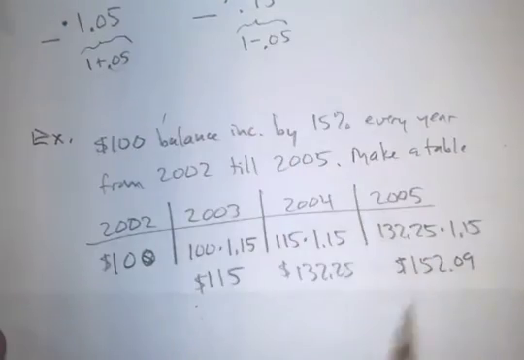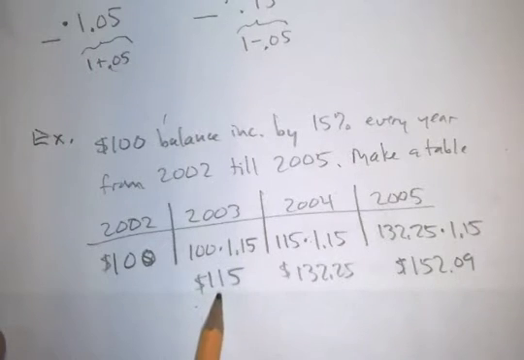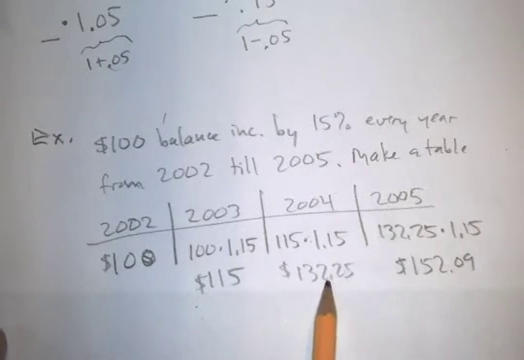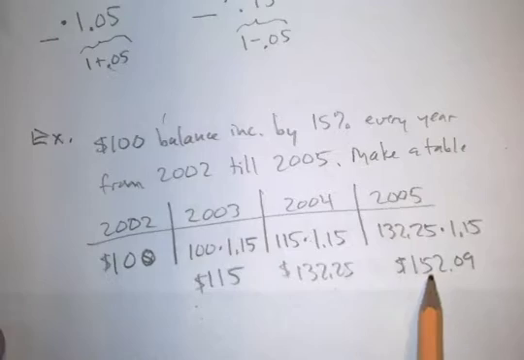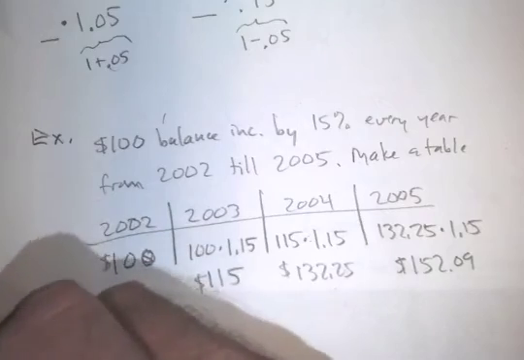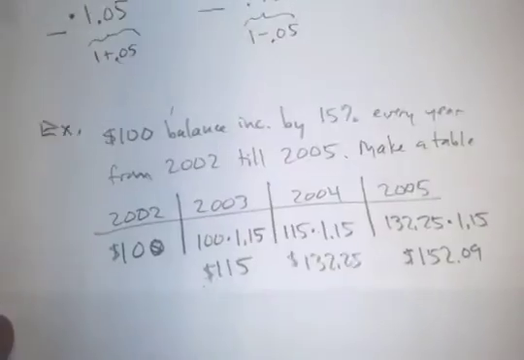The big thing you want to see is it doesn't go up by the same every year. It went up $15, but then it went up like $17, right? And then it went up like nearly $20 here. So it's not a linear function like last chapter. How about one more example?